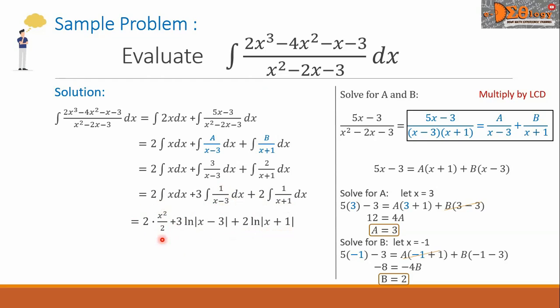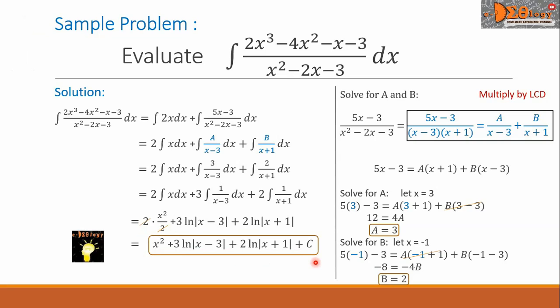We can simplify the first expression that we can cancel 2 and the denominator 2 down here. Writing now the final answer, we will have x squared plus 3 ln of absolute value of x minus 3 plus the constant 2 ln of absolute value of x plus 1, then plus C. This is now the final answer.